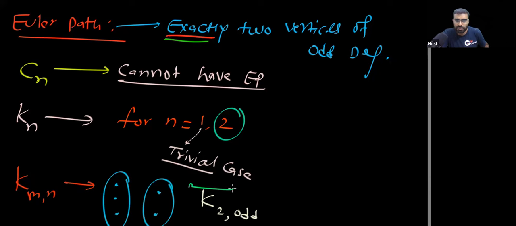K2 comma odd. Very good. This graph will work. Is this clear? K2 comma odd will work. So very simple. This is about Euler path.